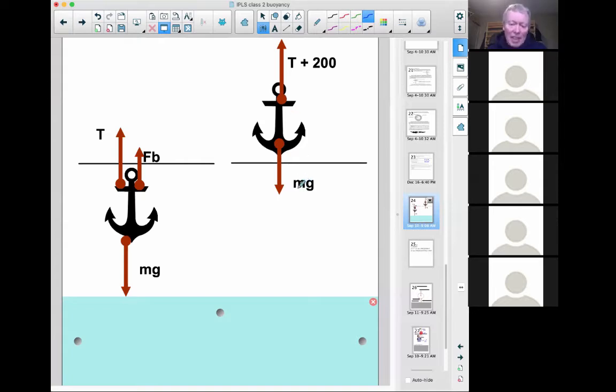Now, it isn't really heavier. Mg is the same as it was. When we say it feels heavier, that means they have to pull with 200 more than they were before. So if you compare those two, there's a conclusion to be drawn there. What is that information really implying?